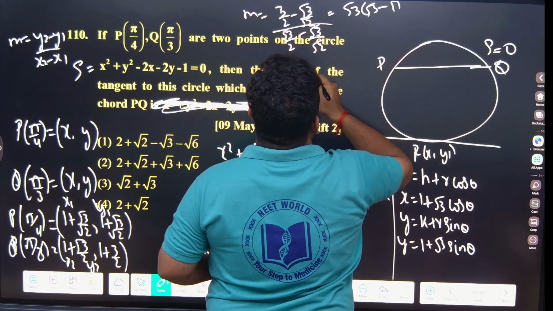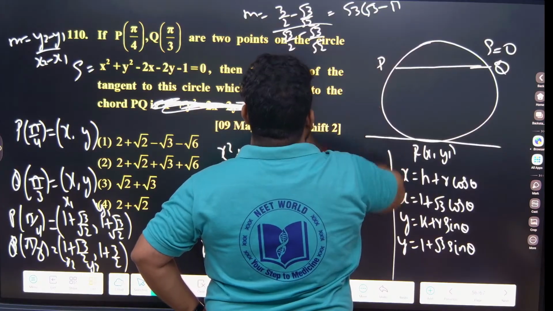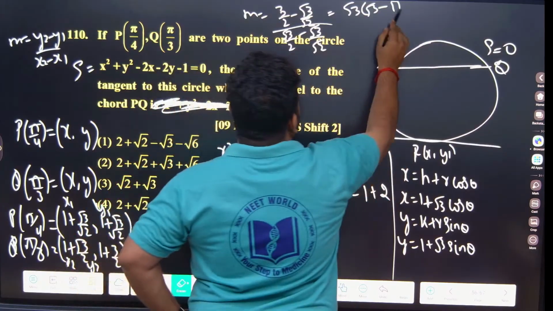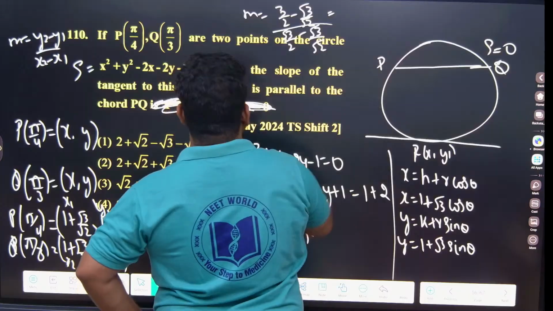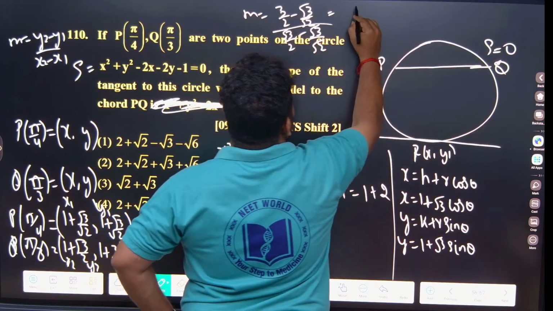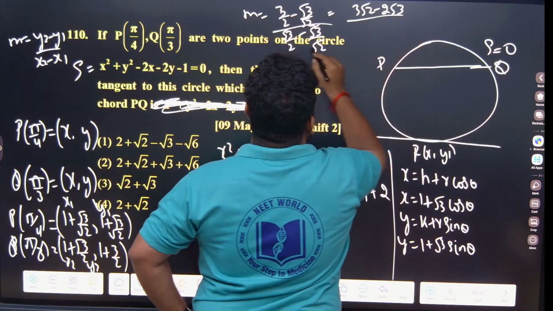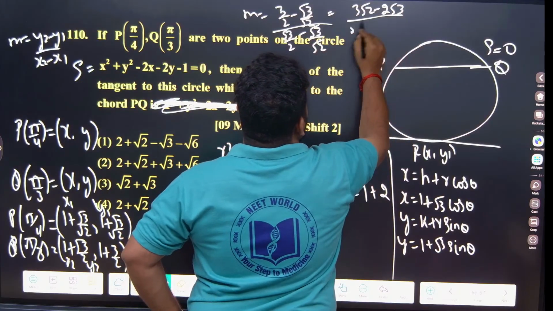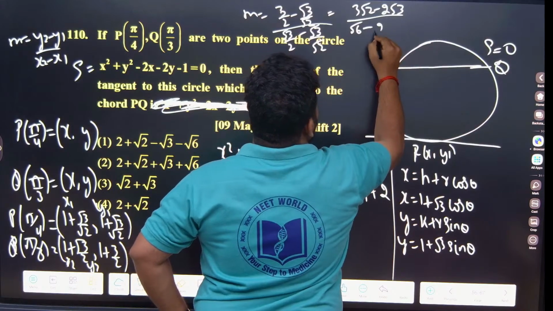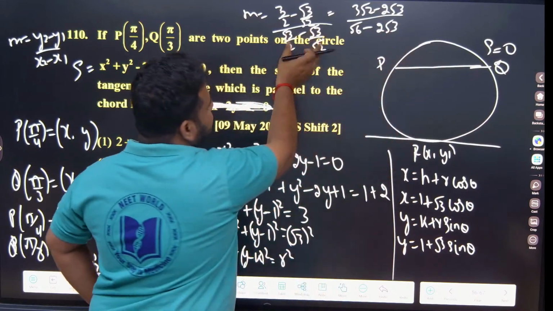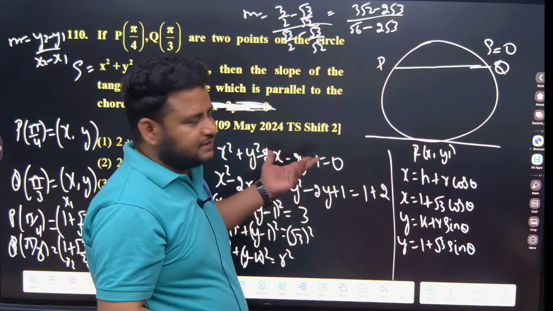If I want to take common, first I should take the LCM, right? Okay, first let us take the LCM. So if I take LCM, this will become 3 root 2 minus 2 root 3 by this is what? Root 6 minus 2 root 3. Why have I removed the denominator? It will anyway get cancelled.